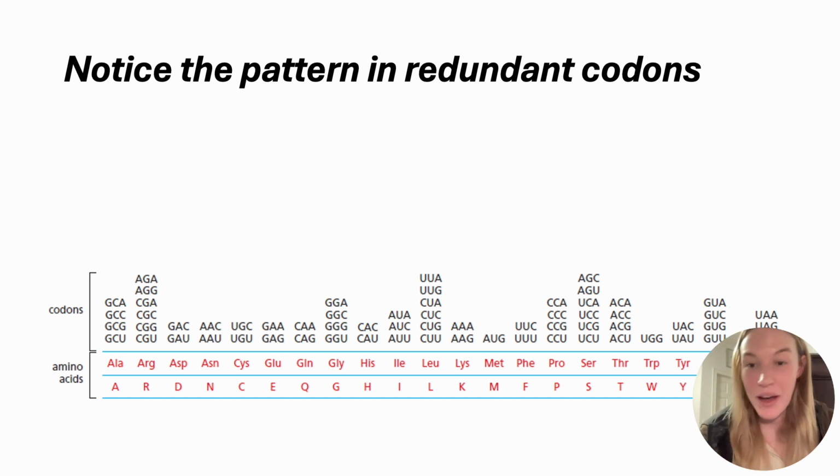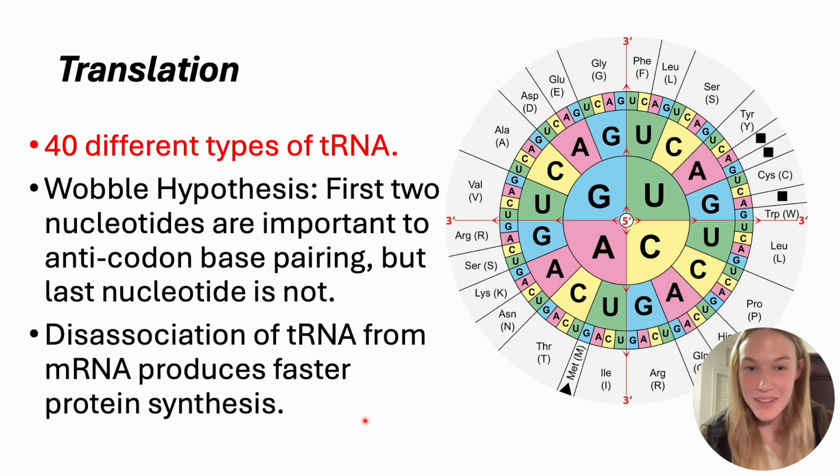So how do we explain this? Well, one, I can tell you that there are only 40 types of tRNA, which seems wrong, right? We have 20 amino acids. We have 61 different codons. Why don't we have 61 tRNAs? And I'll show you in a second why that is, but it's explained by this idea of the wobble hypothesis.